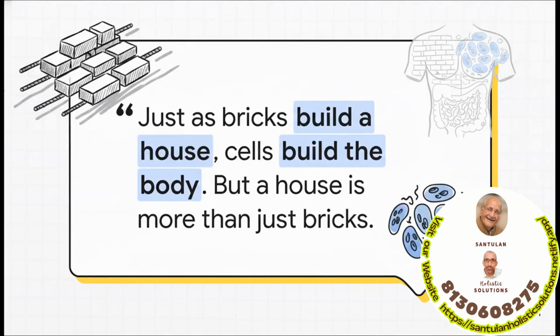Now, Guruji had this incredible analogy for it. He said, just as bricks build a house, cells build the body. But he added a crucial part. A house is more than just bricks. It needs cement, rods, and more to become a home. That's so powerful. It tells us that cells aren't just stacked together. They're organized and connected to form a complex, living structure.